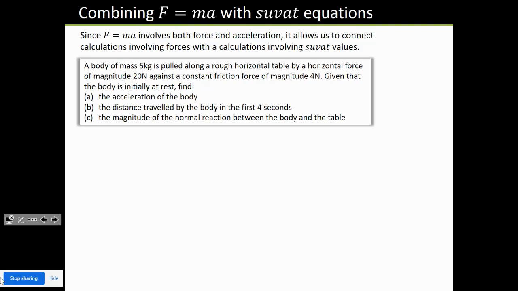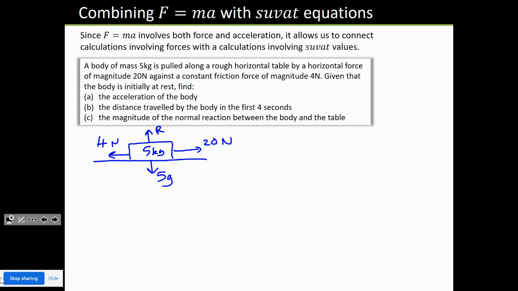So a body of mass 5 kilograms is pulled along a rough horizontal table. So here's your rough horizontal table. Here's the mass of 5 kilograms. It's got a weight force, which is going to be 5g. It's got a normal reaction force. It's got a horizontal force of magnitude 20 newtons pulling this along. And we have a constant friction of 4 newtons. So we have a resistance force of 4 newtons.